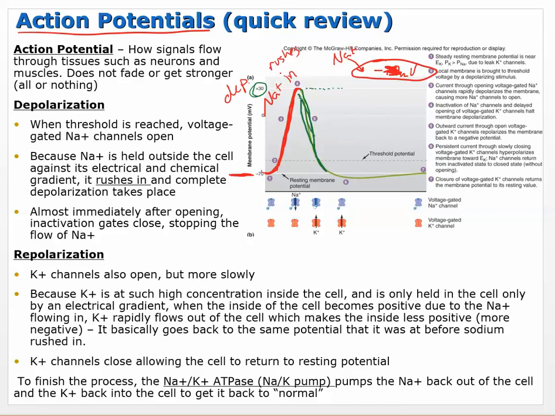Okay? So since potassium is moving out and taking its positive charge with it, suddenly the membrane starts to repolarize. So it goes back down to minus 70, and it actually overshoots because potassium really wants to get out more than we probably realize.